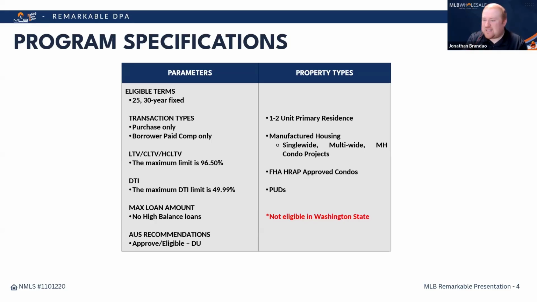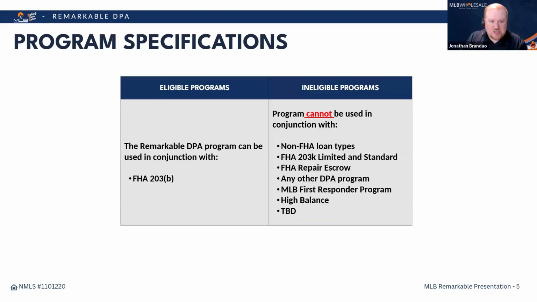But if anybody here does business in the state of Washington, unfortunately, that particular state is not eligible for this particular program. And then just to round out those initial parameters, right now the program is only allowed for a traditional 203B FHA purchase. So just a regular, straightforward purchase under FHA.